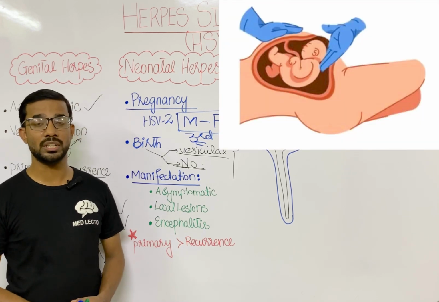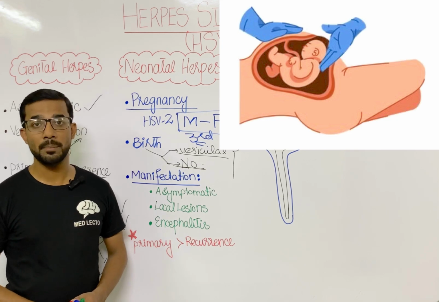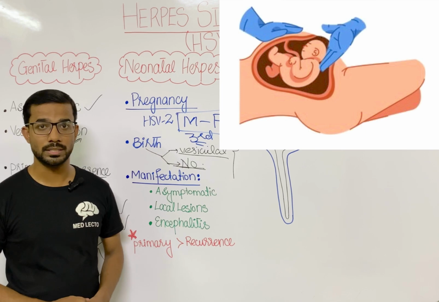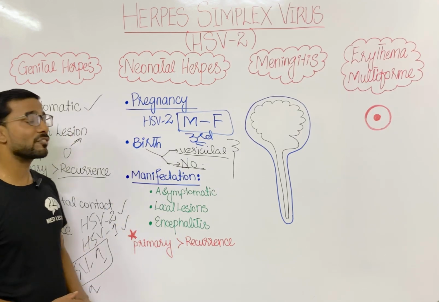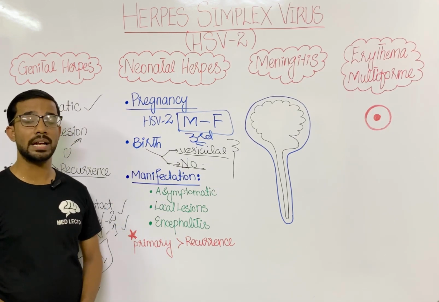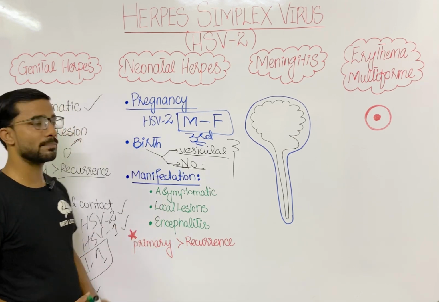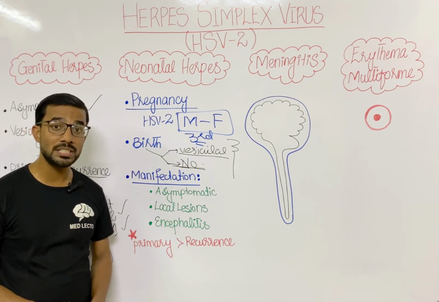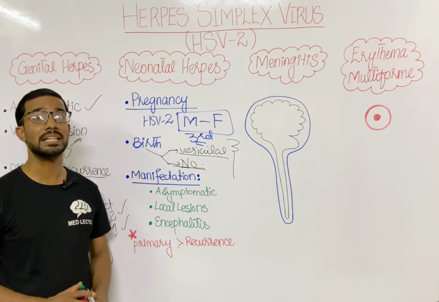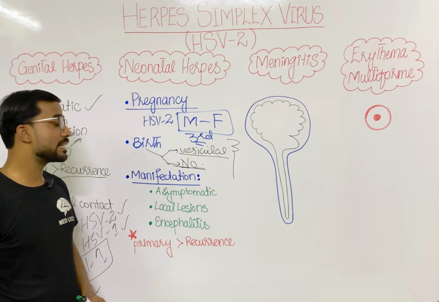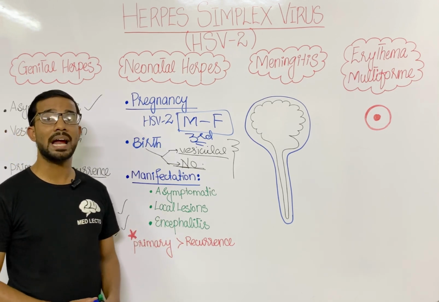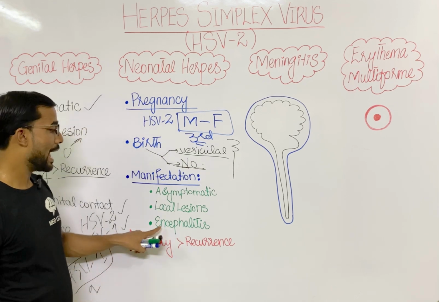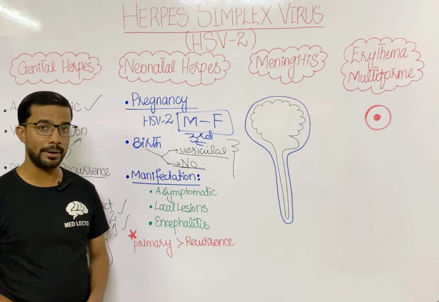During cesarean section, the baby will not pass through the birth canal, but will move outside directly through the uterus. Okay. Next, what are the manifestations of neonatal infection? You will see an asymptomatic state. There will be no symptoms in the baby, but the baby can have the virus in him. Second is local lesions. Local lesions can be present on the skin, in the eyes, and in the mouth. Vesicular lesions. Encephalitis, where you will see infection of the brain.